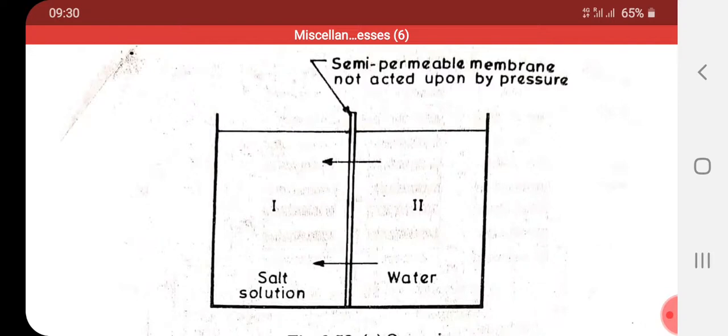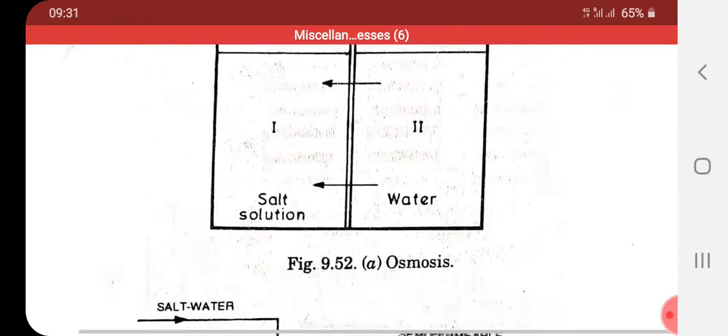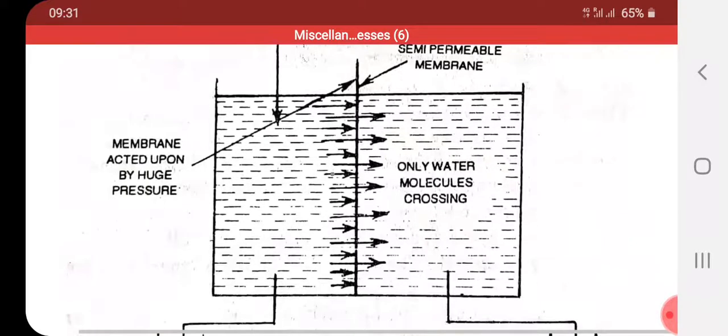What is osmosis? The pure water from the second compartment will flow towards the salt solution through the membrane. This semi-permeable membrane will allow water to pass through and go towards the salt solution. This type of process is called osmosis. Whereas, what is reverse osmosis? This one is osmosis. Let us see what is reverse osmosis. So reverse osmosis is here.